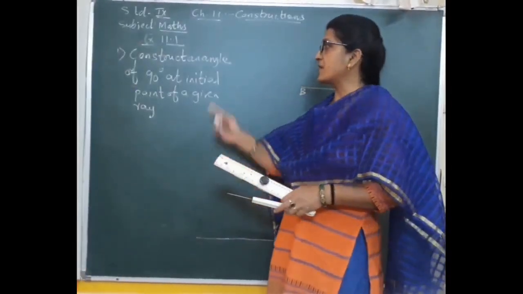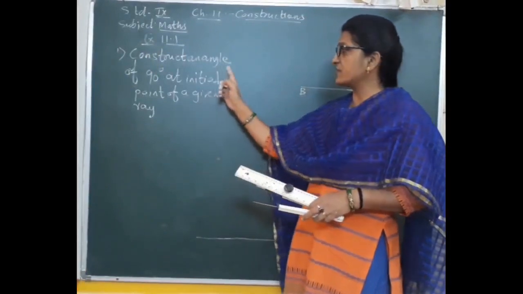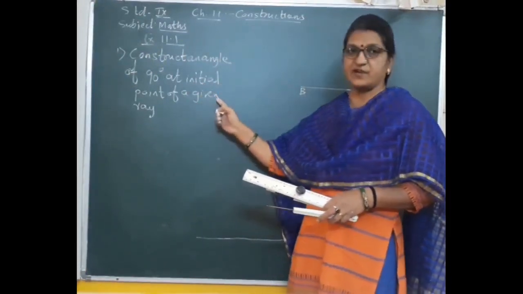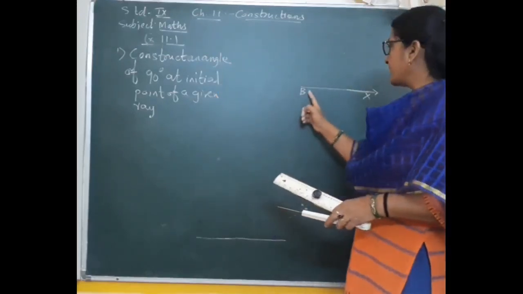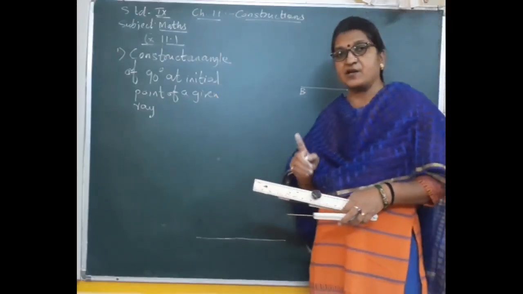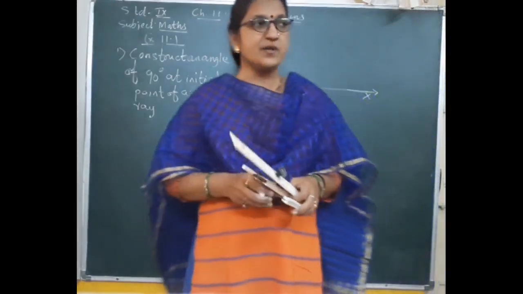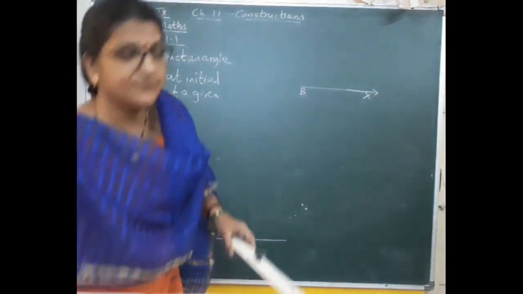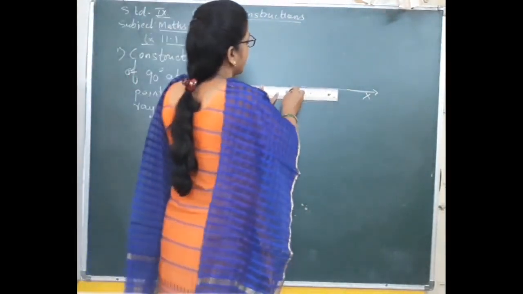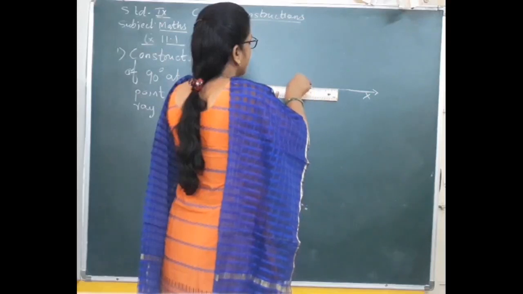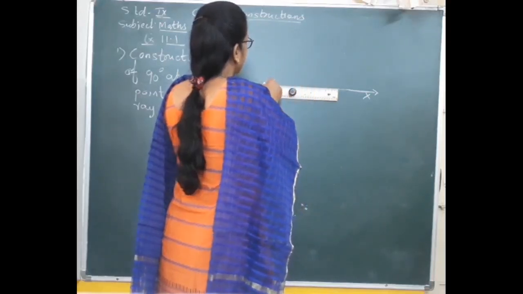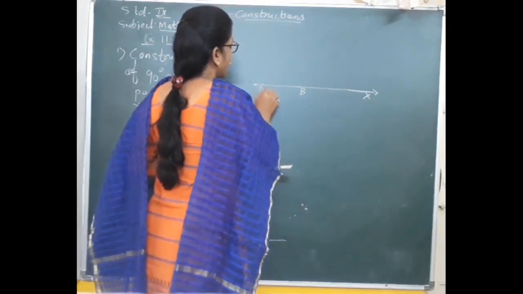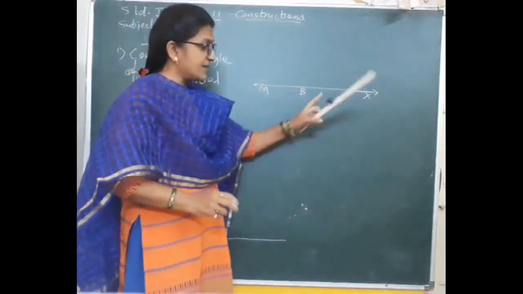Now we will start with exercise 11.1. First construction is to construct an angle of 90 degrees at the initial point of a given ray. Now this ray BX is given. B is the initial point. At point B, we have to construct the angle of measure 90. So for that, first we will extend this ray in backward direction further to M. Let MBX be a line now.